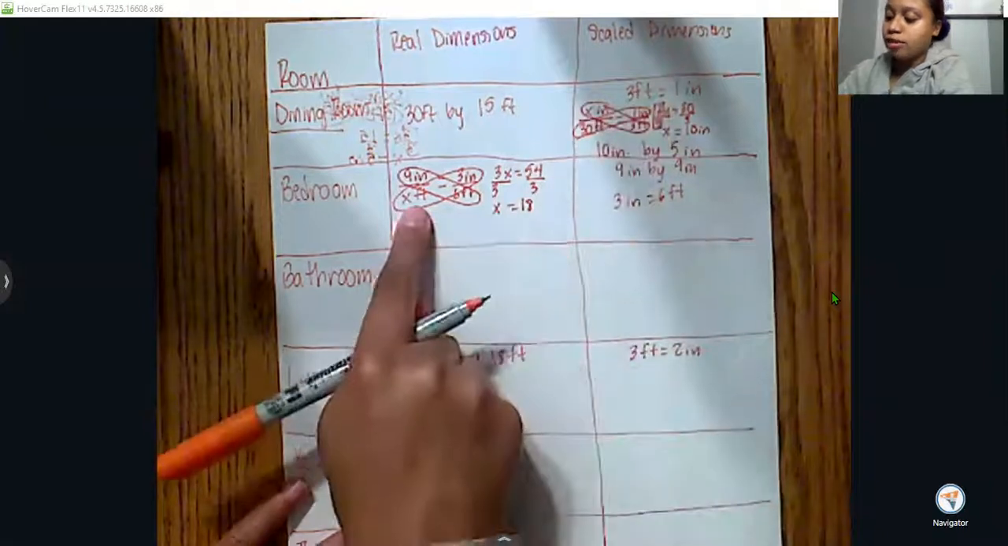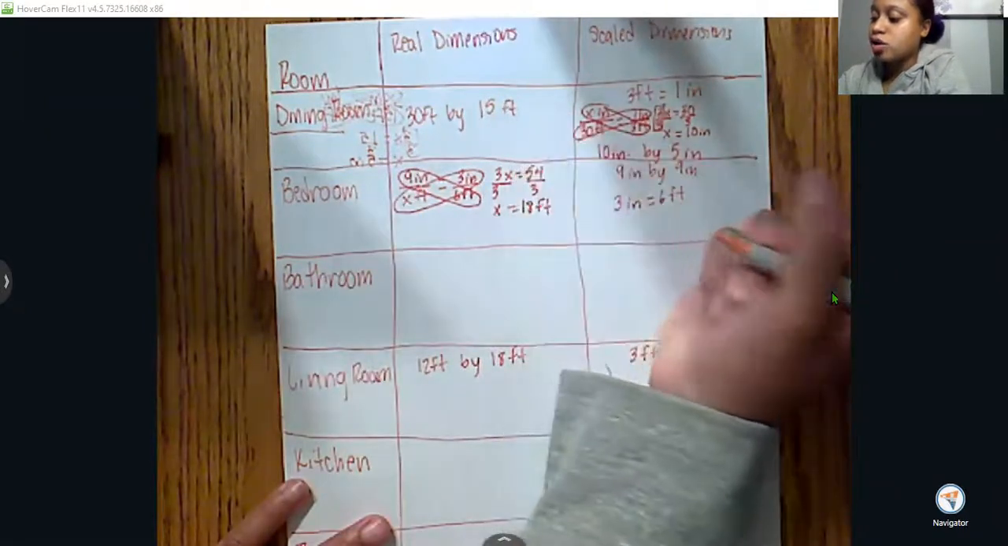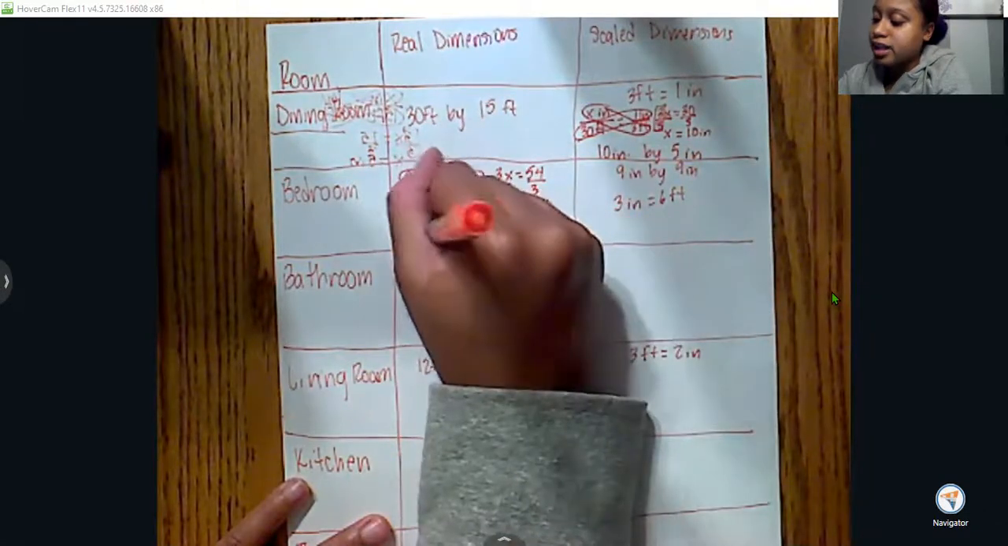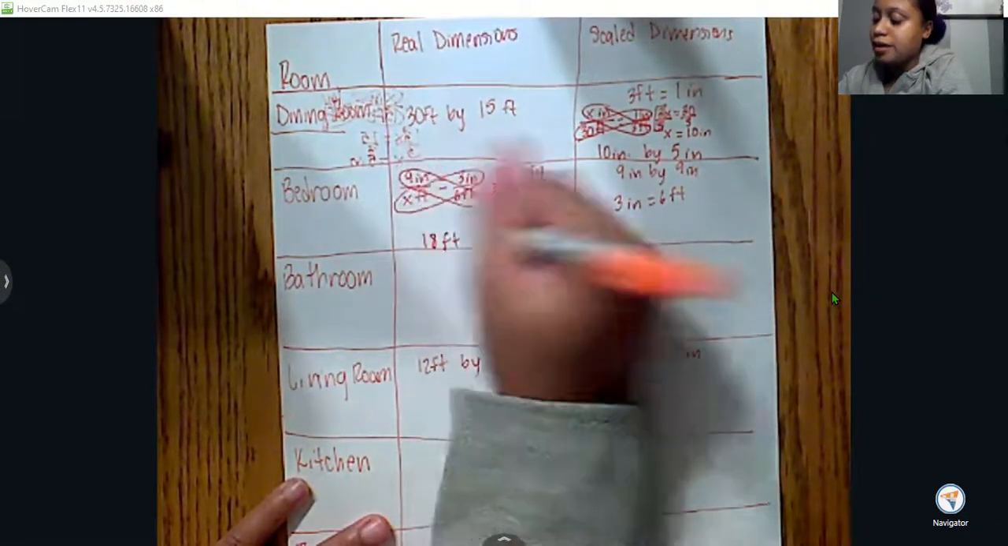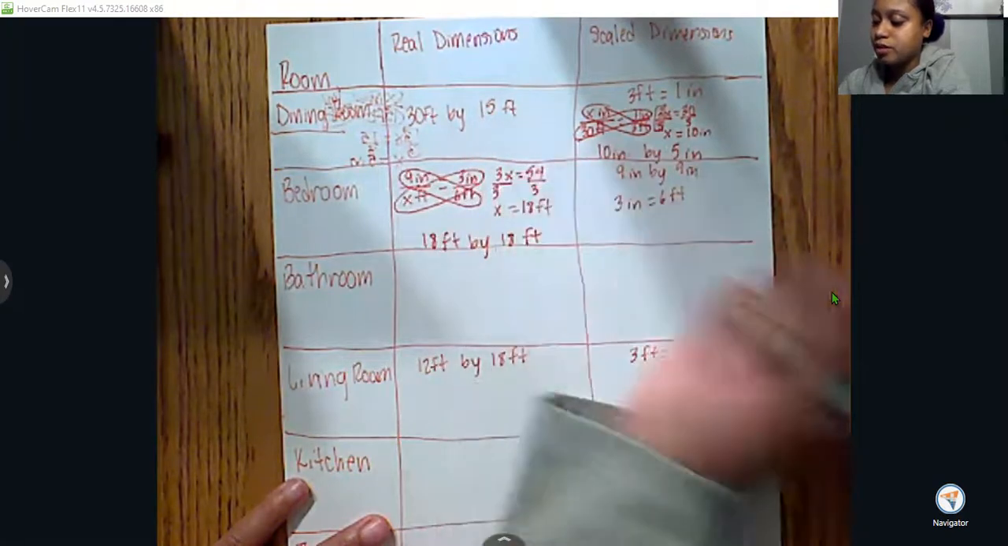And we were looking for the amount of feet, so X equals 18 feet. So we know that 9 inches is actually equal to 18 feet. Then this would be 18 feet by 18 feet.